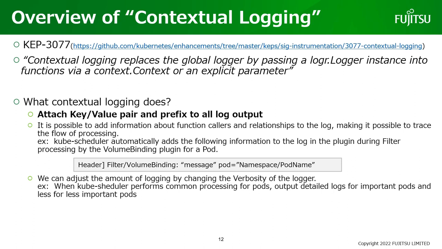With contextual logging, it is possible to add information about the function, callers, and relationship to the log, making it possible to trace the flow of processing. For example, Kube-scheduler automatically adds the following information to the log in the plugin during filter processing by the volume binding plugin or port, etc. As another case, we can adjust the amount of logging by changing the verbosity of the logger. When Kube-scheduler performs common processing for pods, it outputs detailed logs for important pods and less for less important pods.